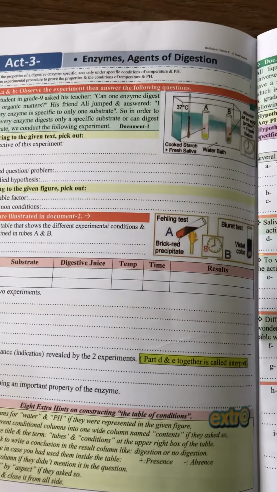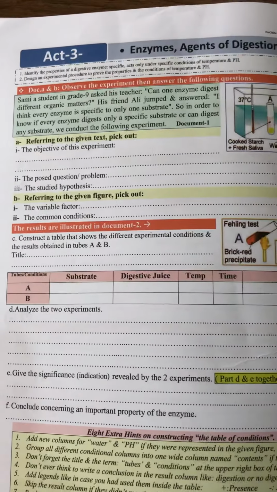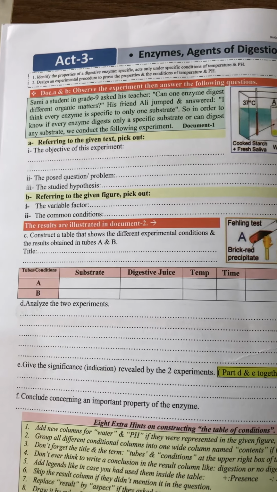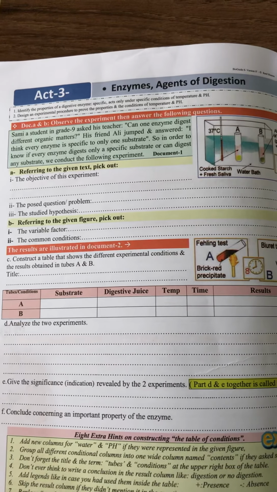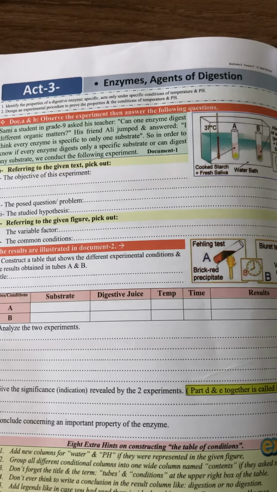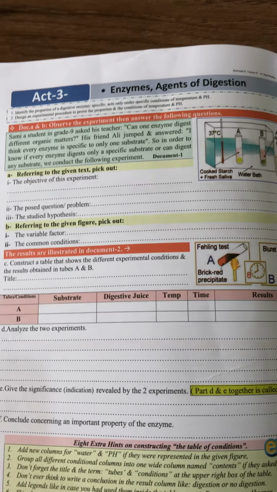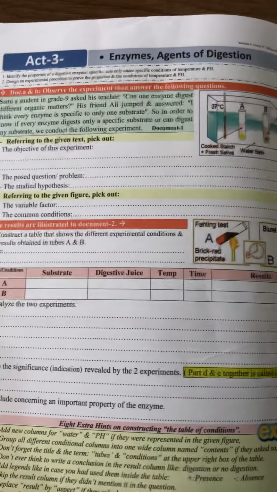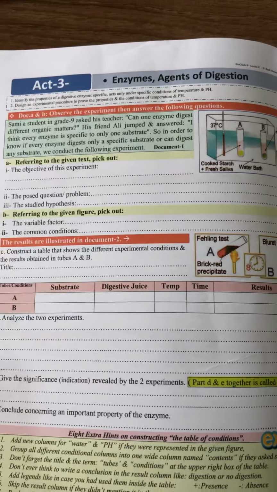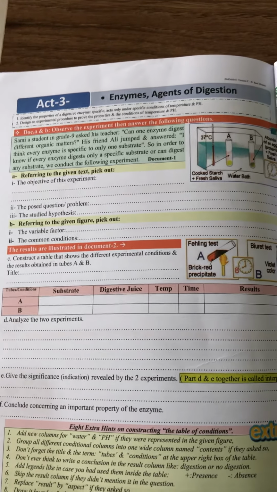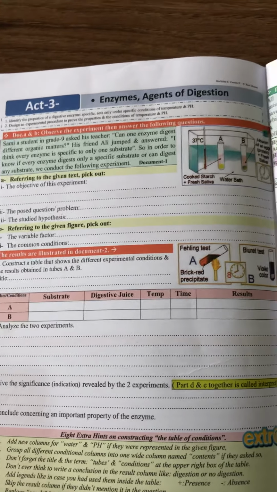agents of digestion. So here you have Sami, who is a student in grade 9, who asked his teacher, can one enzyme digest different organic matter? So let's say that you have the salivary amylase. We saw that it digests carbohydrates. However, can it digest proteins? Can it digest lipids? So this is what we want to know. Can one enzyme act on different substrates, different food, or is each enzyme specific for certain substrates?